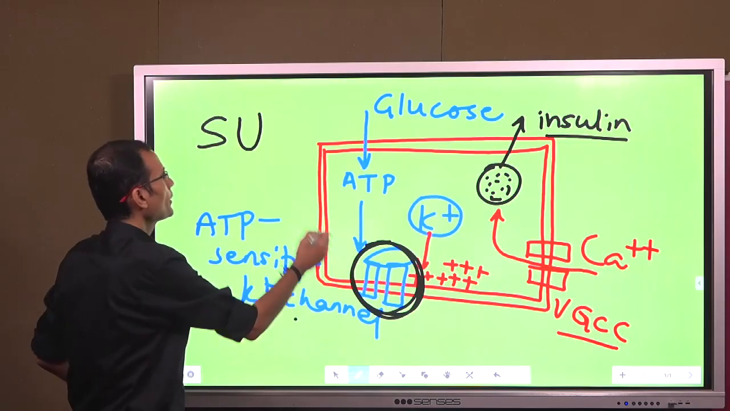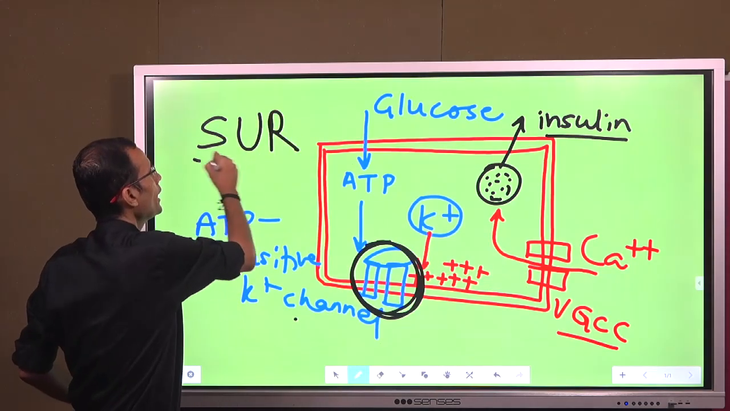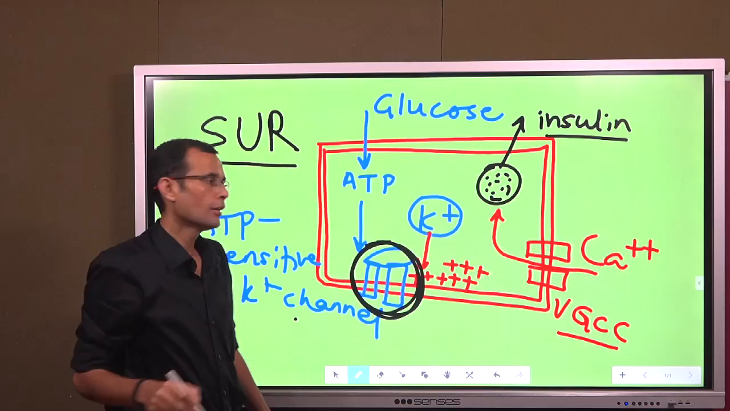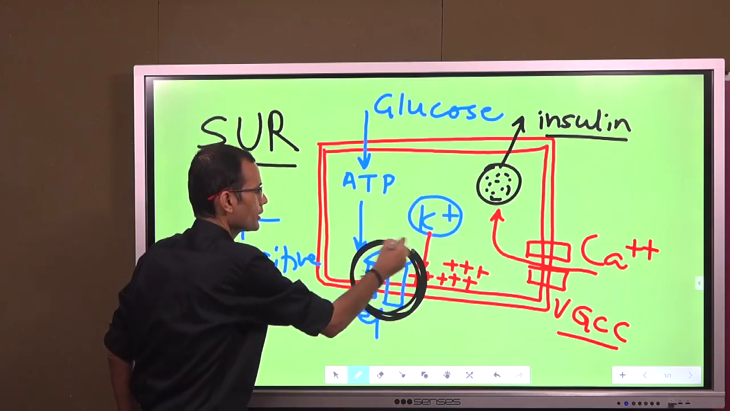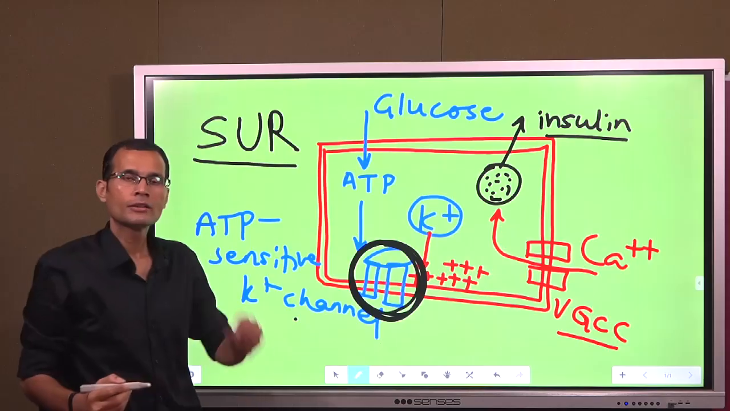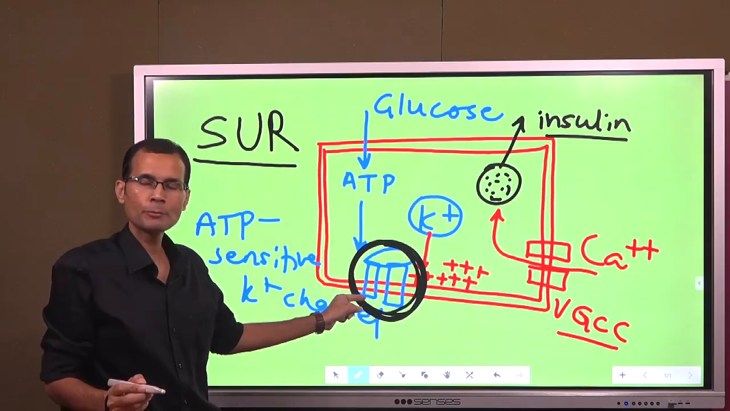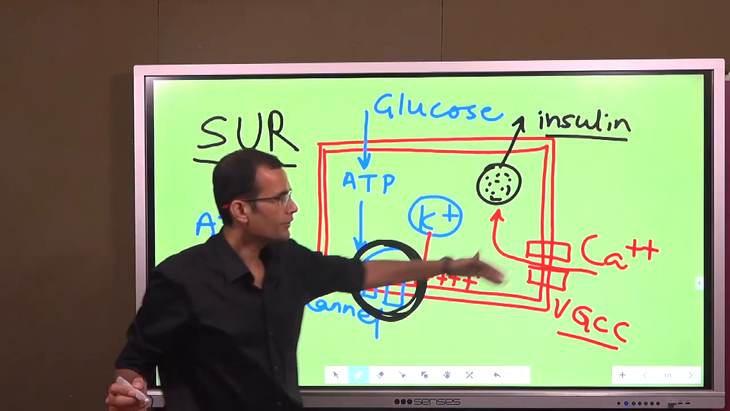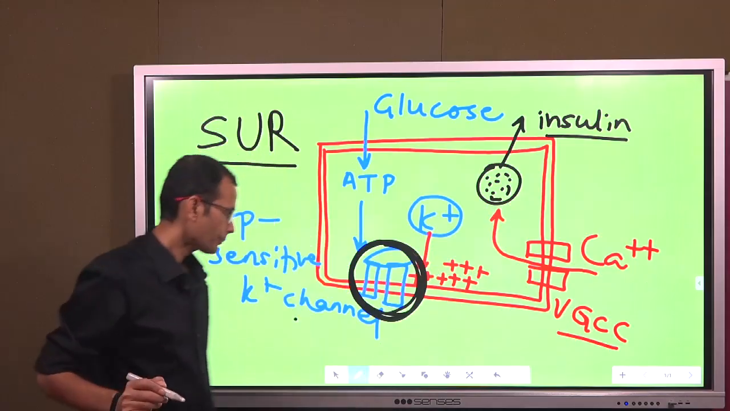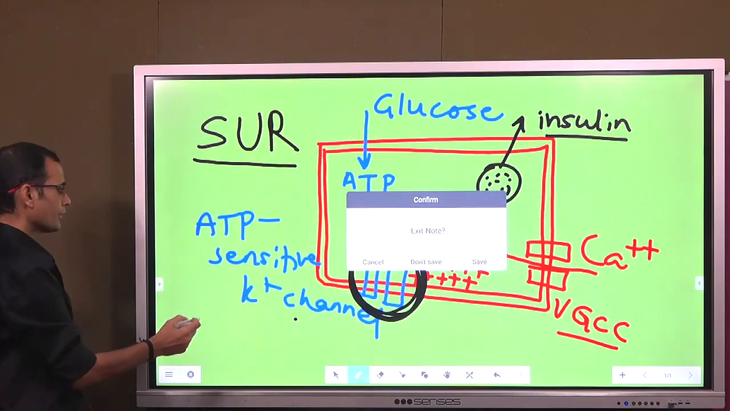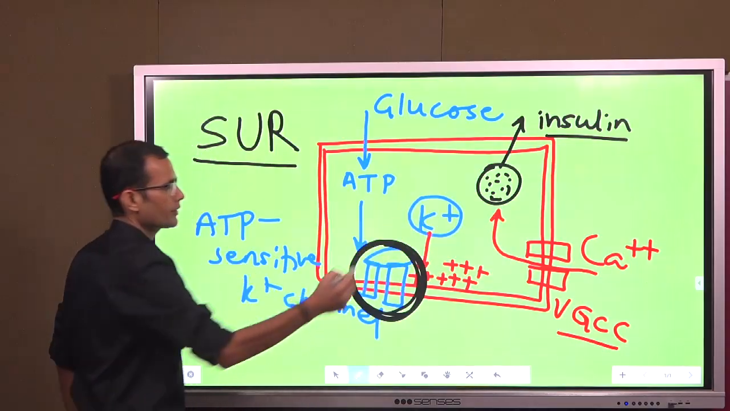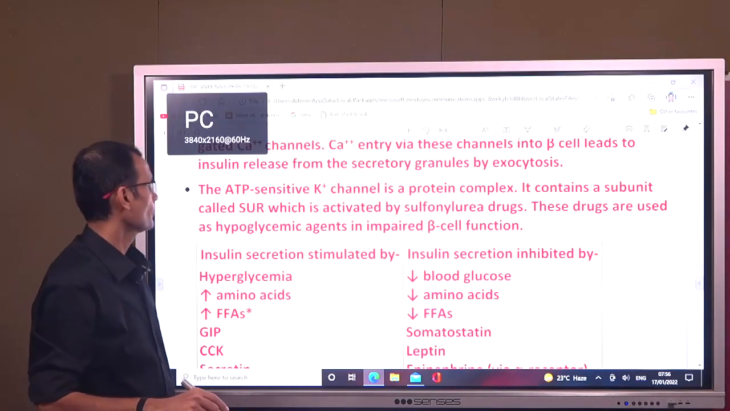They have a receptor which is called the sulfonylurea receptor, which is located on this protein. Sulfonylurea will bind to that receptor, it will bind to this protein, and the next events will follow. That's the insulin secretion in response to its substrate, that's glucose.